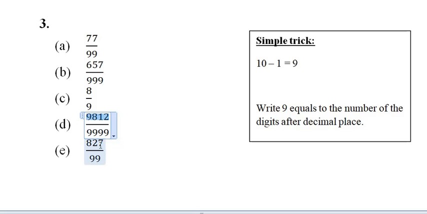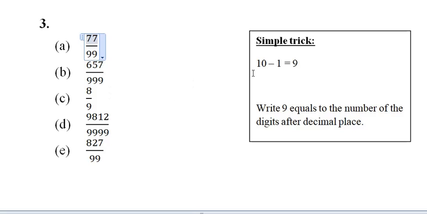And here in question number E, all the numbers 827, but don't write the decimal. Now you may ask me a question, why are we writing only the numbers which are after the decimal? Because towards the left hand side of the decimal point, it is 0. So if we are writing 0 out here, it doesn't make any sense. Instead of writing a 0, we will just write the numbers.